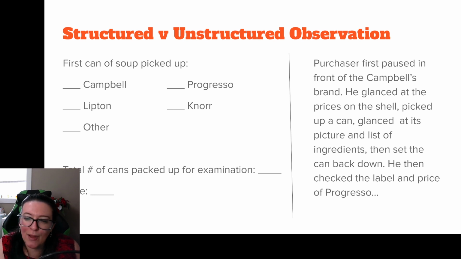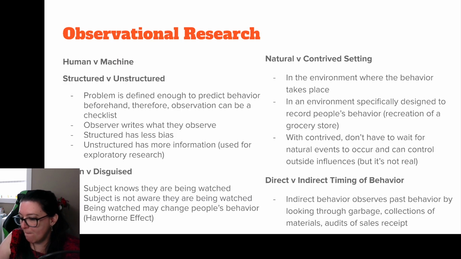He checked the label and the price of Progresso, and then we keep going. So there's a lot of detail here in terms of what the individual looked at, how long they spent on each part of the activity. And so there's a lot more information that can be gleaned in the unstructured observation. But as the observer, I'm choosing what information gets documented. And so, of course, that can skew the results.